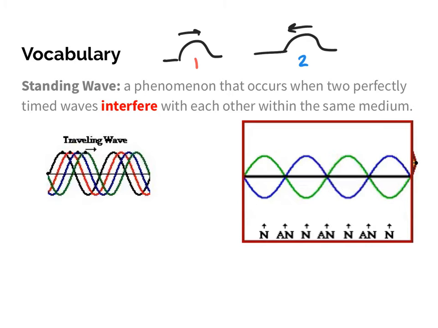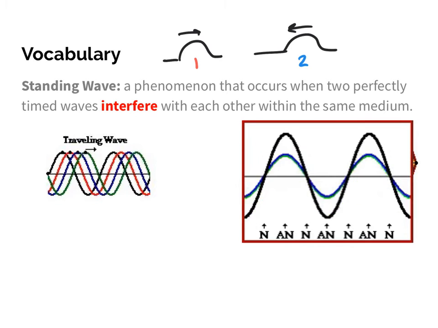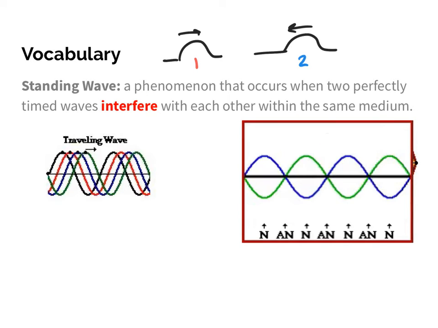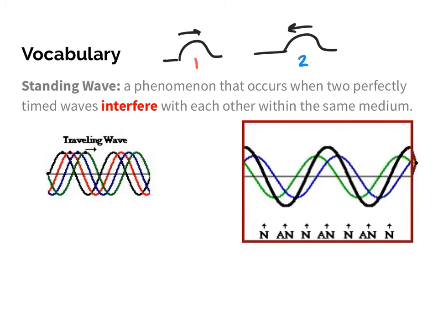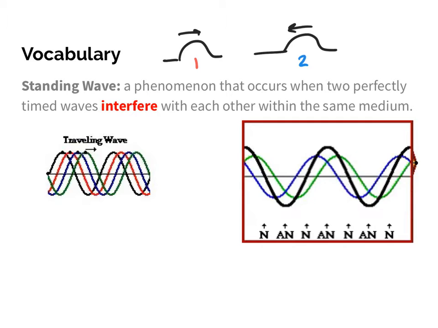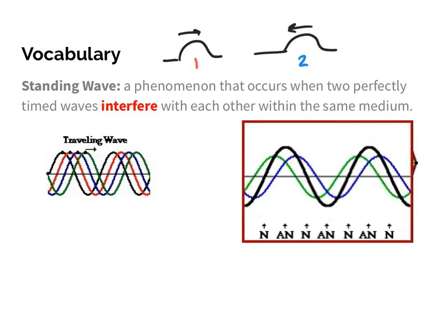You'll see the blue wave and the green wave in there. Those are our two waves that are interfering. The blue wave is going to the right, the green wave is going to the left, and then you'll see the black wave that shows up. That's the resultant wave of those two interfering. What you'll see is that the black wave does not appear to be moving at all, but it goes crest and trough, crest and trough. It's flipping between those two things, and that's exactly what a standing wave is.